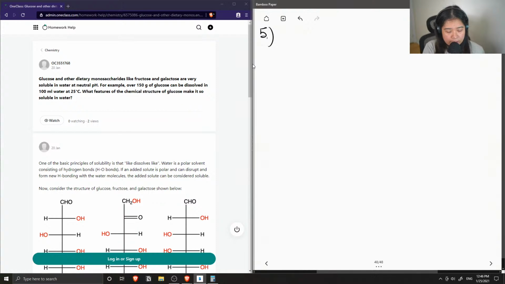Okay, so first let's draw the structure of glucose. It's like a 5-membered carbon ring. And I'll draw all of the different side groups on glucose. We have another carbon alcohol group, and then attached to each of these carbons is an OH group. So they have different orientations, but this is the structure of glucose.